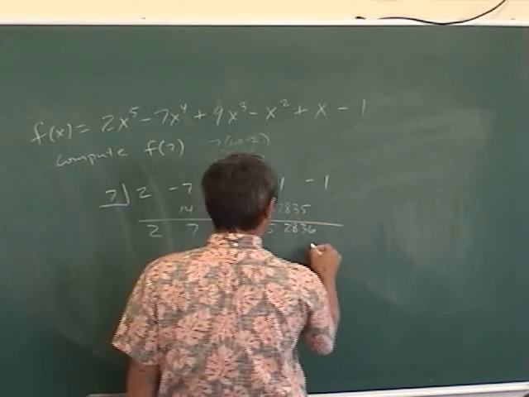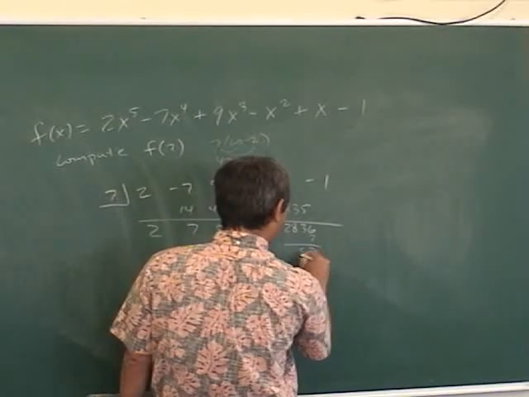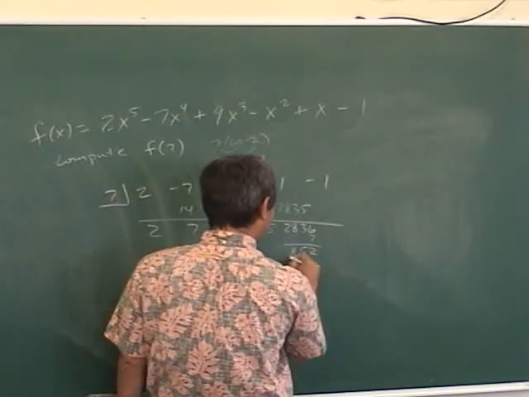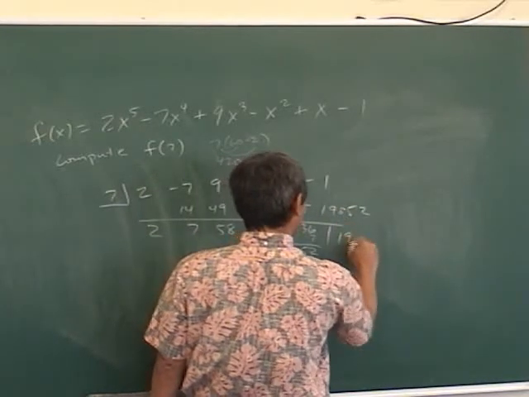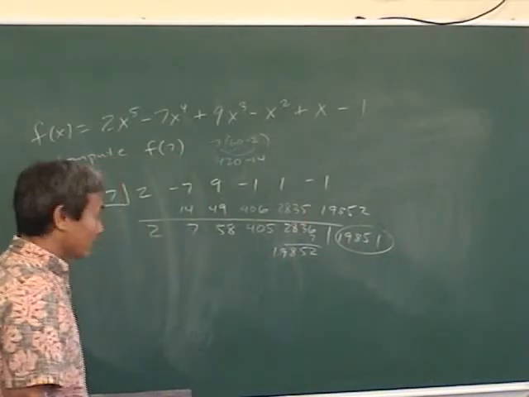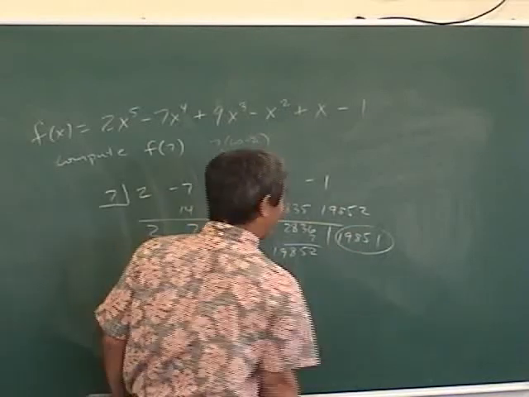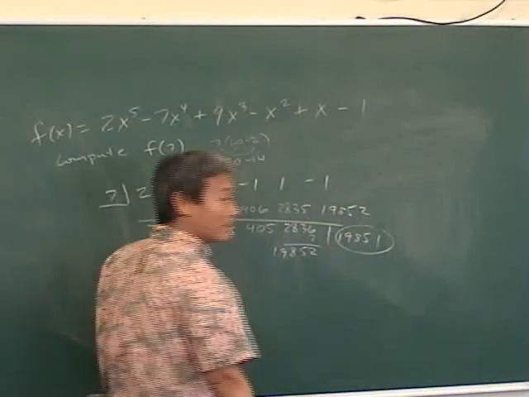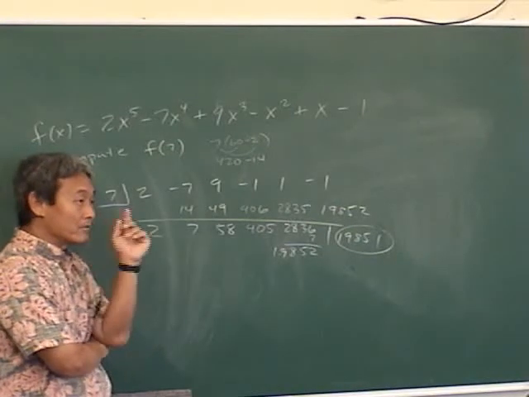Okay, times 7. So we have 2, carry 4, 5, carry 2, carry 5, 19, 8, 52, add, so 19,851. That's the remainder. So you know what the answer is? The answer is 19,851. Why is the remainder the answer when you plug in 7? Why is the remainder f of 7?